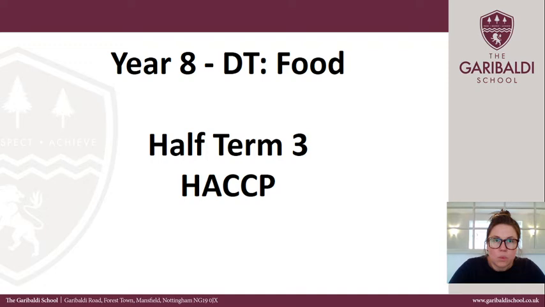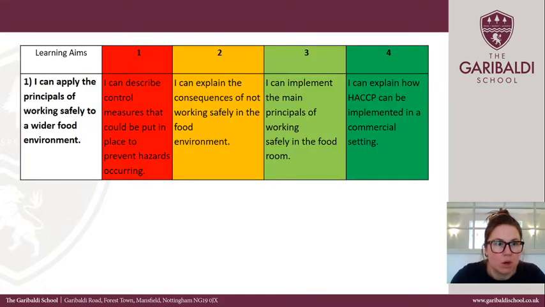Hello Year 8. We are starting a new topic today, so we're looking at something called HACCP, which I will go through in a moment. So learning aims are, I can apply the principles of working safely to a wider food environment. So taking what you know and how you can work safely in the kitchen to looking at the food environment kind of as a whole, whether that's in school or in a business.